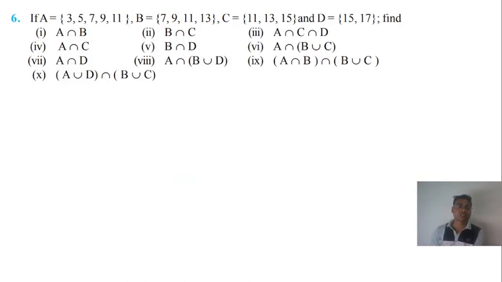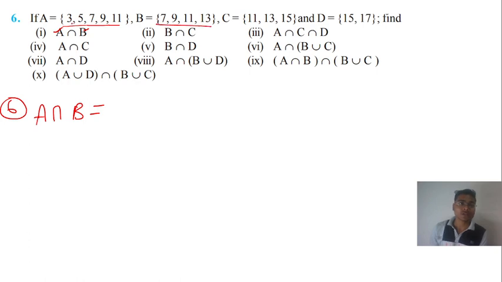Okay, coming to question number 6. Question number 6 is saying A, B, C, D, and you will have to find all the intersections that the question is asking. Okay, so first is A intersection B. What you will have to do here is find the common elements between A and B. So is 3 present here? No. Is 5 present in B? No. Is 7 here? 7 is common, and then 9 is common, and then 11 is common. So A intersection B is {7, 9, 11}.